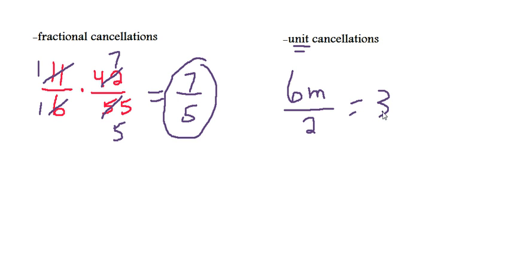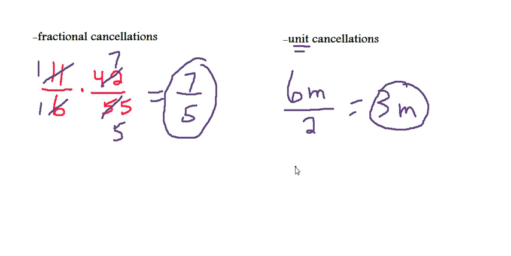But 3 is only a part of the answer. This is not just 6 divided by 2, it's 6 meters divided by 2. So if I have a meters up top and I don't have another unit in the bottom to cancel it with, I have to leave it there. So the answer is not 3. The answer is 3 meters. So in this example, there were no units to cancel.